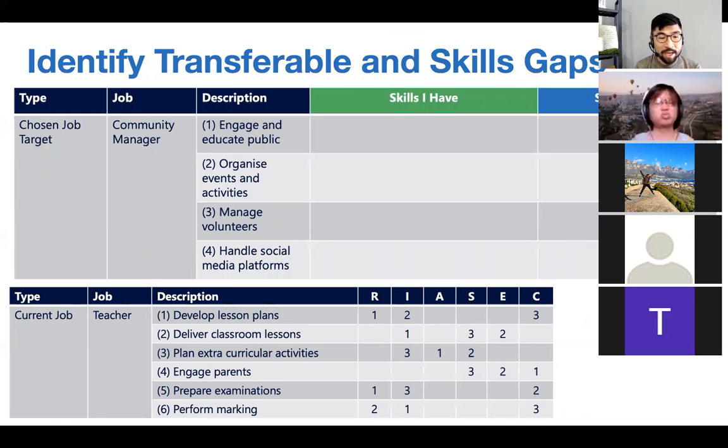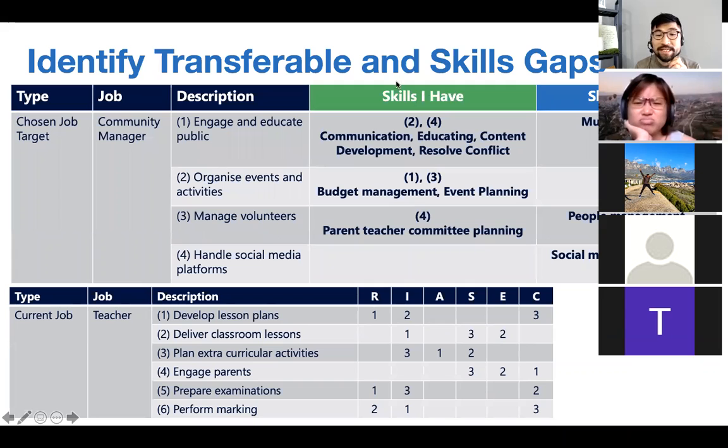Well, using the same table below for the teacher, and then your chosen job and the description that you came up with, what you need to do is map again. So you have two columns: skills I have and skills I lack. For example, community manager, number one, engage and educate public. I look back at my teacher role and I find that I actually do that in delivering classroom training and engaging with parents. So I write number 2 and number 4.